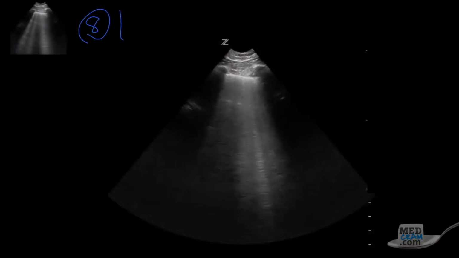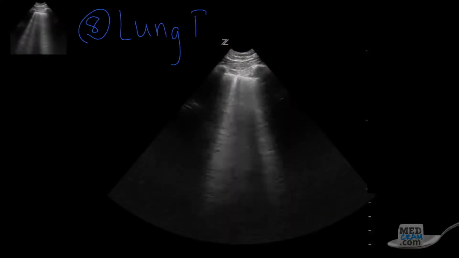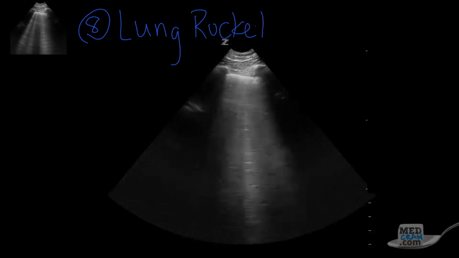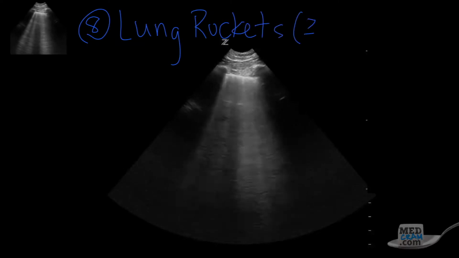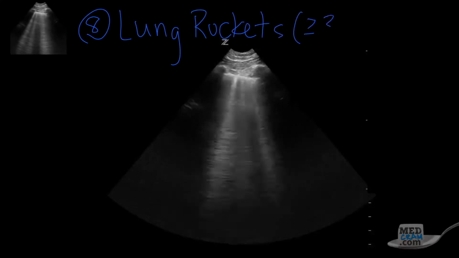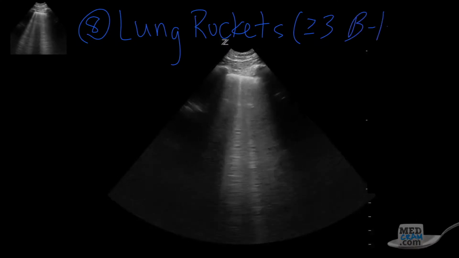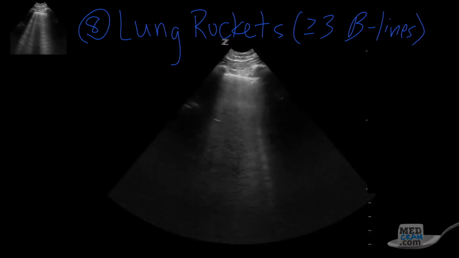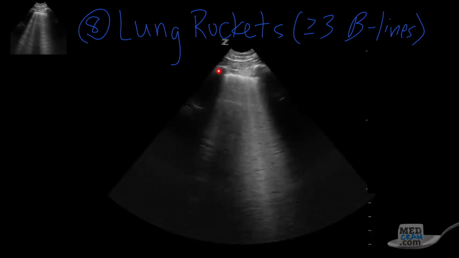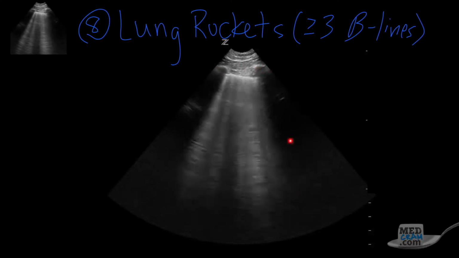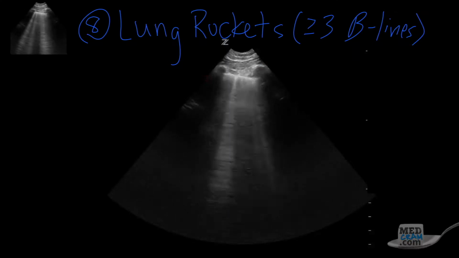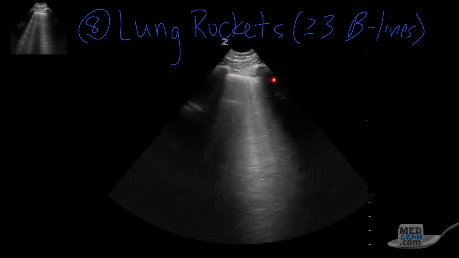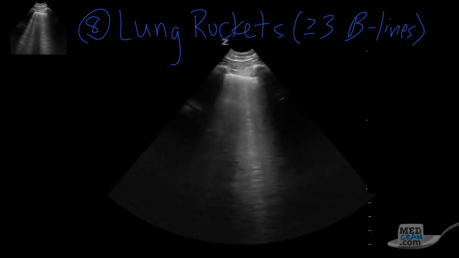The eighth sign that we're going to talk about is lung rockets. Now, lung rockets by definition are greater than or equal to 3 B lines per interspace. And B lines are an artifact that we're going to identify here. Now, see rib with shadow and shadow? That should be familiar to you now, with the pleural line then seen just below that.